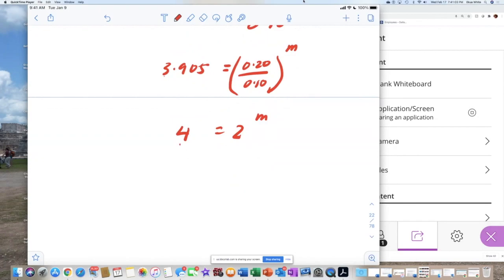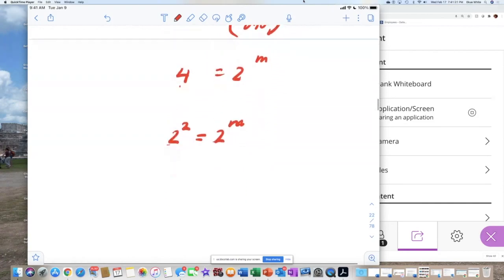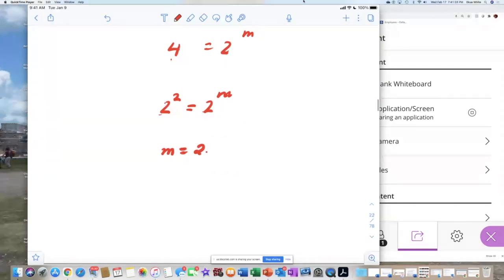Okay, this here, you want to write 4 as a number with base 2 where the value is the same. So 2 power 2 is equal to 4. You want to rewrite the number where the base is 2, and then 2 power m. If the base numbers are the same, the exponents are equal to each other. The base numbers are equal, the exponents are equal, therefore m is equal to 2. Okay, we just solved for m.